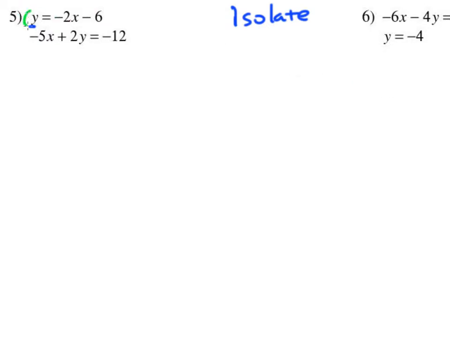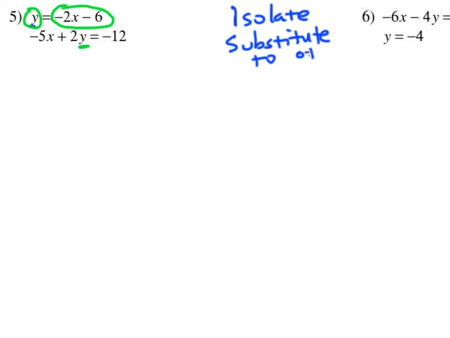These guys are my twins. So anywhere I see this Y, instead of writing a Y, I can write this. Negative 2x minus 6 can show up instead, and no one would know the difference. So step 2, we're going to substitute to the other equation. So we're going to plug in right here.